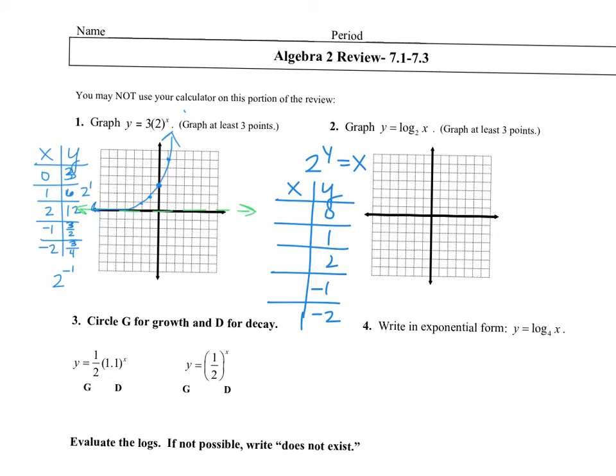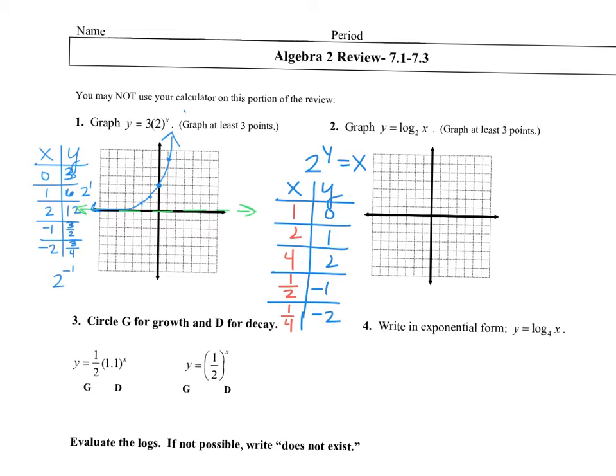When you plug in 0, 2 to the 0 power, anything to the 0 power is 1. 2 to the first power is 2. 2 to the second power is 4. 2 to the negative first power is 1/2. And 2 to the negative second power is 1/4.